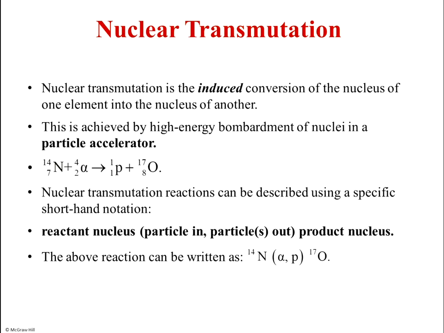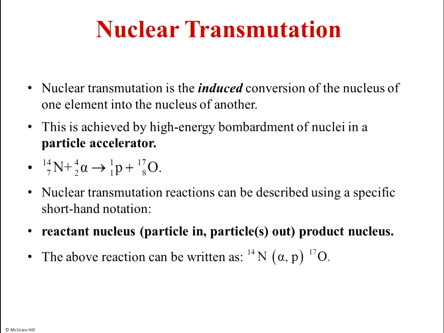Now we're going to begin looking at nuclear transmutation. Nuclear transmutation is the induced conversion of a nucleus of one element into another. We can think of this as being achieved by high-energy bombardment, but as we saw earlier, when red giants explode leaving behind a neutron star, there are large releases of neutrons, and you can actually have induced conversion, and that's how we get our heavier elements.